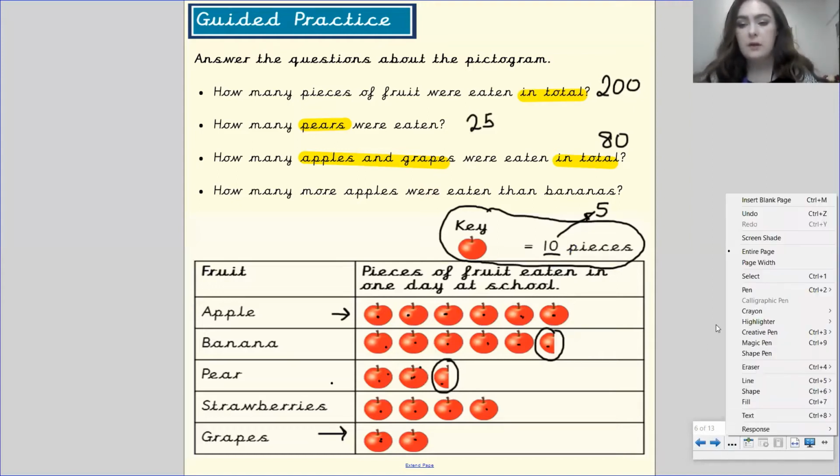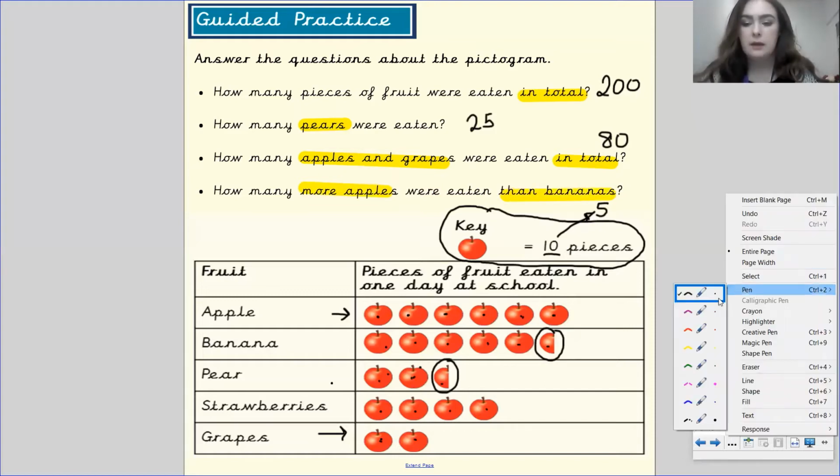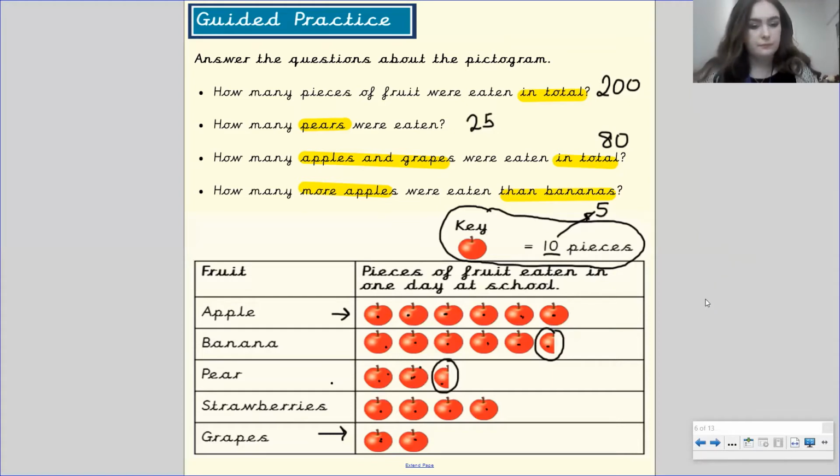Okay, let's have a go at the last question. So, how many more apples were eaten than bananas? What's this question asking us to do? Pause the video and have a think. Well done. It's asking us to find the difference between apples and bananas. So we'll be looking at these two here.